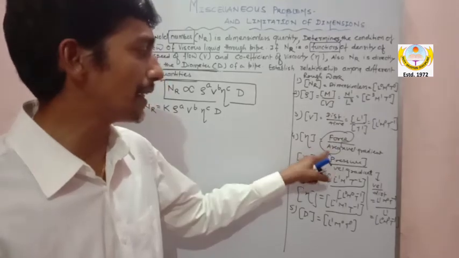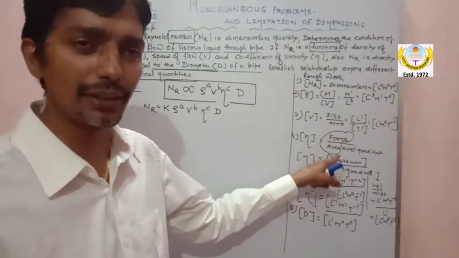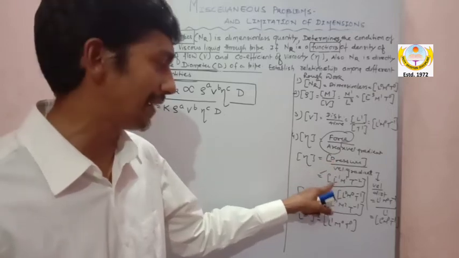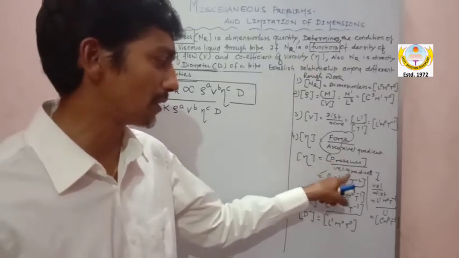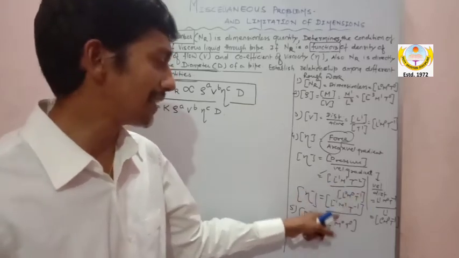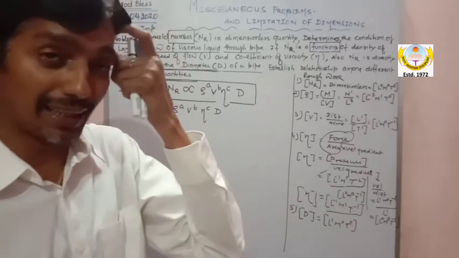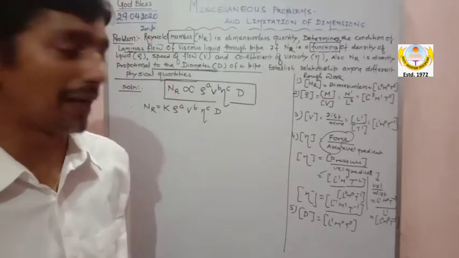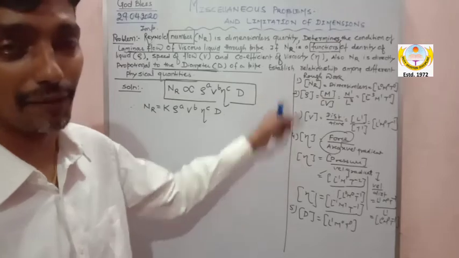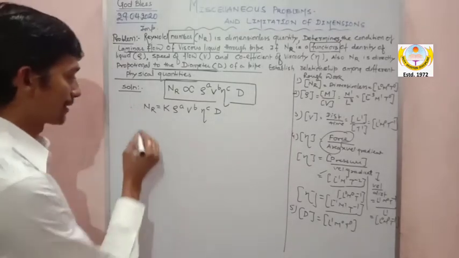Or, force upon area is pressure. So you can write pressure upon velocity gradient. If you remember the dimension of pressure directly, write that down. The dimension of velocity gradient is L0, M0, T power minus 1, and then calculate, you will get the value. So there is any alternative method you can adopt for this, but please write the right dimensions for the given physical quantity. Okay, now let's start.